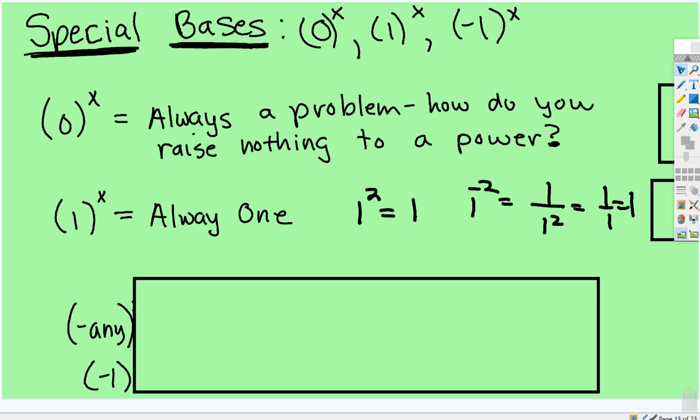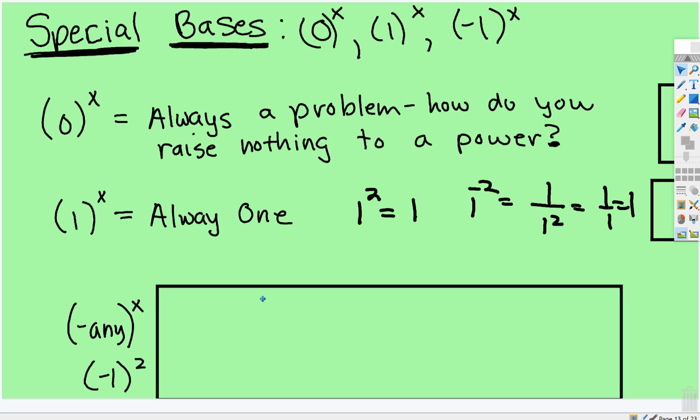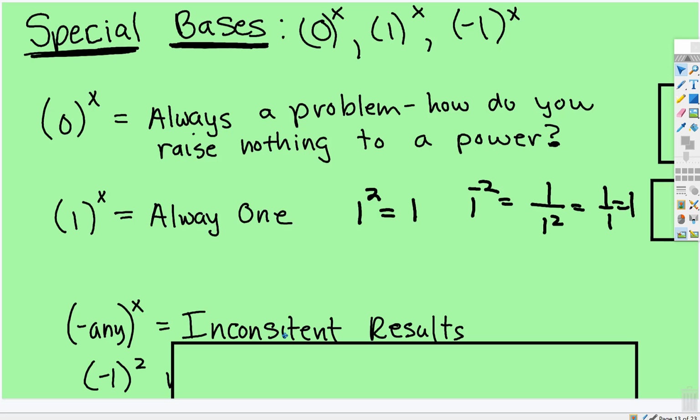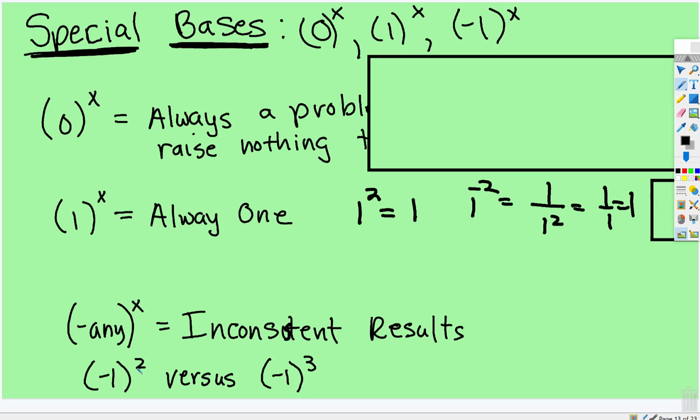The other thing that you're not going to have when we're working with properties of exponents and logs is a negative base. And this is why. A negative number raised to a power is problematic. It has inconsistent results. So for example, negative 1 squared is equal to 1, but negative 1 cubed is equal to negative 1. So the results are inconsistent.